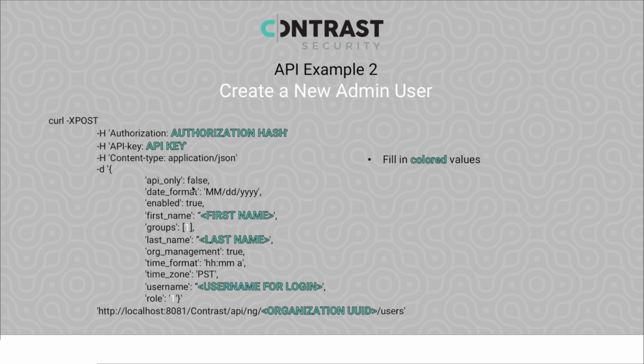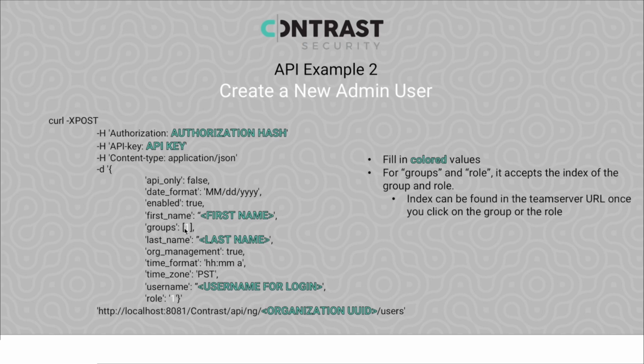But some of the fields that we need to specify here are first name, of course, what the name of the user is. This groups field is actually the index of the group. So you can find the index if you log in to team server and you click on the group itself, and it's the index at the end of the URL too. So group number 1 is just a default group, so I've just created that. You can change that for your own case.